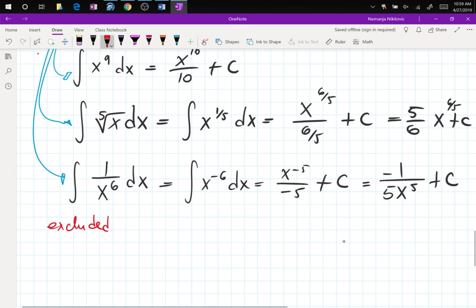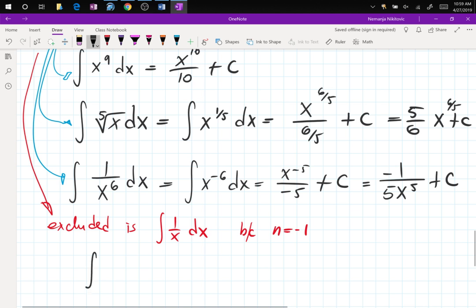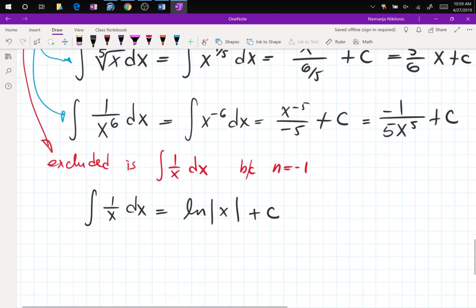and I'll use the red arrow now. Excluded is the integral of 1 over x dx, because n equals -1, and that will create a problem. However, we are lucky that, I mean, this is the way that nature works. It's not that we are lucky, it's just that's what it is. There is an ln formula for this, and I did say I will explain the absolute values.